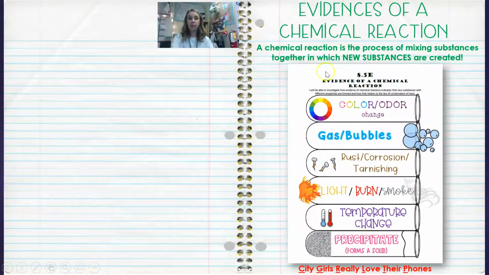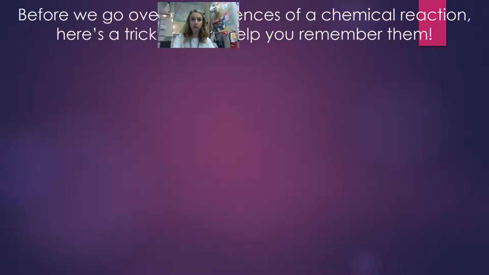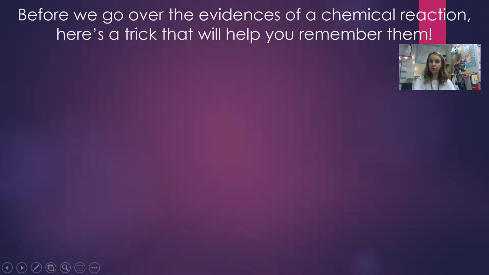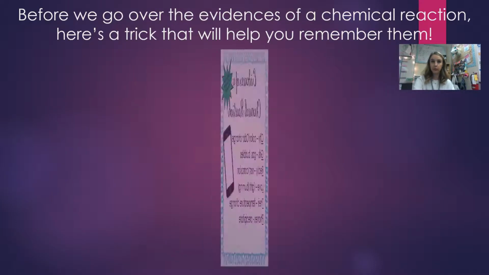And so this page shows you all the different evidences of a chemical reaction. We are going to break it down one by one, but just know that that page is in your digital notebook for you. Before we go over the evidences of a chemical reaction, here's a trick that's going to help you remember them as we go.